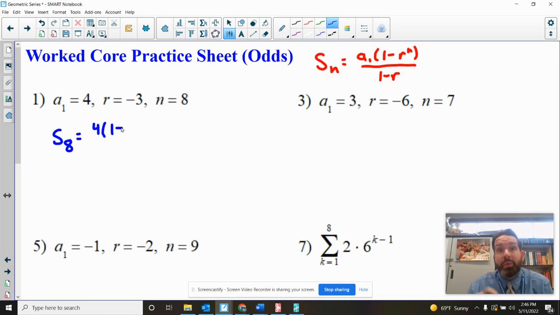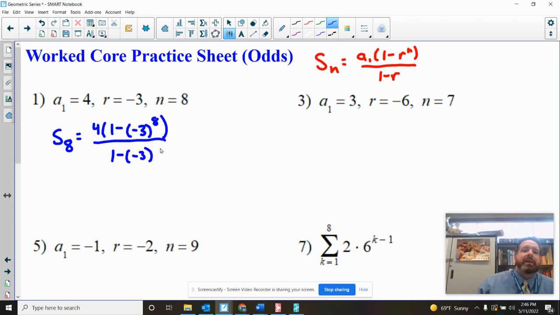Now here's the thing. When your ratio is negative, super important that you put that ratio in parentheses. If you don't, it's probably not going to do what you want. Everybody's going to end up sad. Same thing down below, 1 minus negative 3.